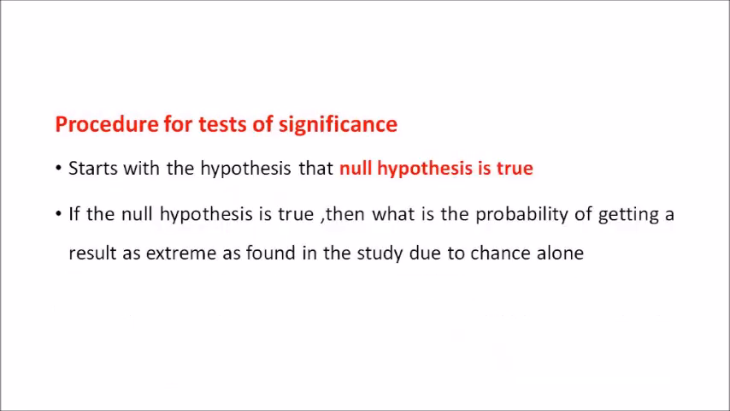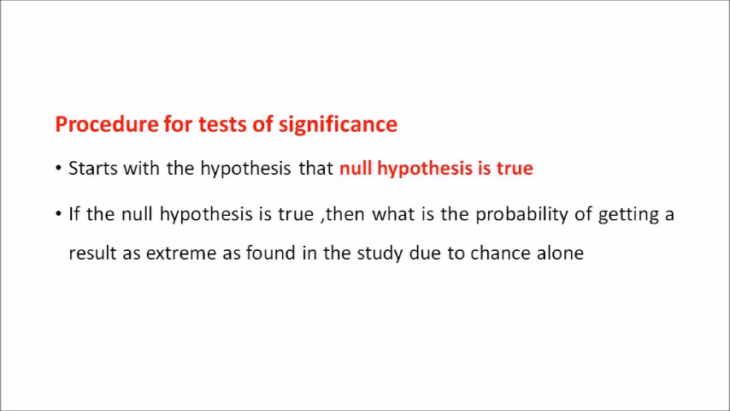Procedure for test of significance. So the first step is over. What was the first step? Stating the null hypothesis and alternate hypothesis. The second step we have also studied: we have to set the level of significance. Now it is time for the test of significance.